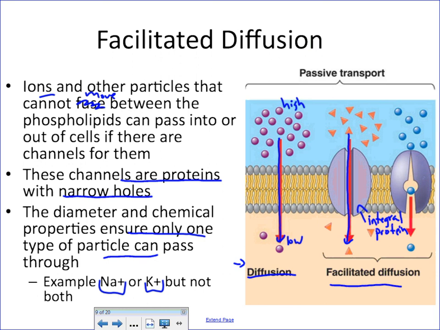And they can have some shapes to them as well. They can have a hole directly through the middle of them, through which substances can travel, or they can change shape, allowing substances to pass from the outside of the cell to the inside of the cell, or vice versa.